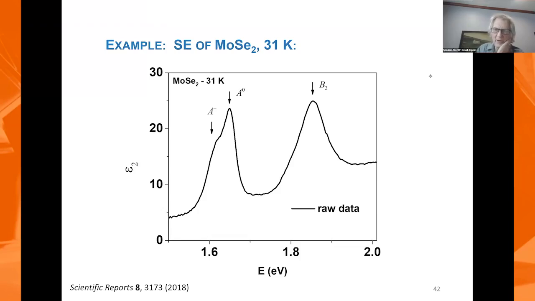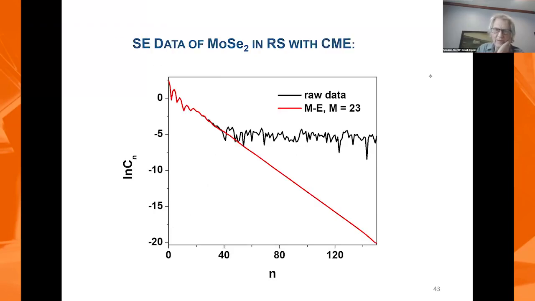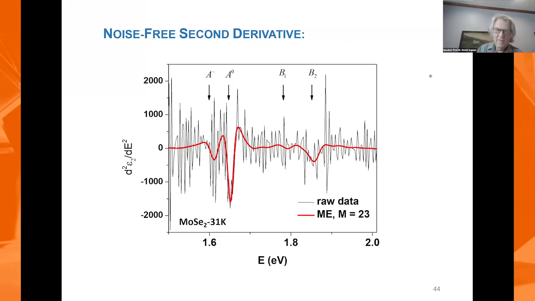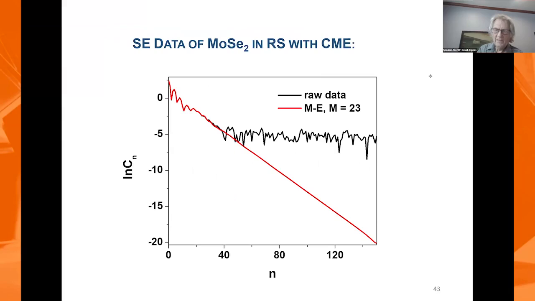Normally what we do is we differentiate twice with respect to energy. If you do the differentiation twice with respect to energy over here, you get the black curve, and obviously you're not going to see much in that. On the other hand, if you go the maximum entropy route, here are your coefficients down at the bottom, n over here. Here's the log of the absolute value of the coefficients. This time you get about 40 coefficients to work with. Okay, so you got something you can get your teeth into at least. Here's your white noise level starting at about 40. Here's your trend extrapolated.